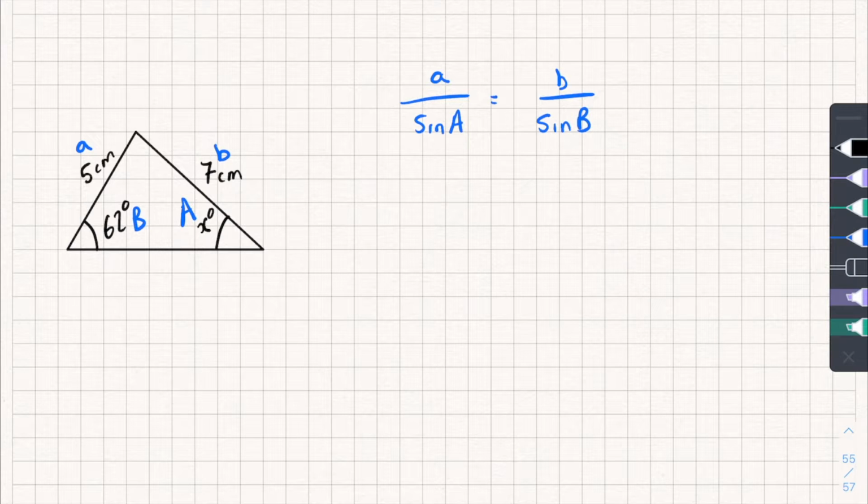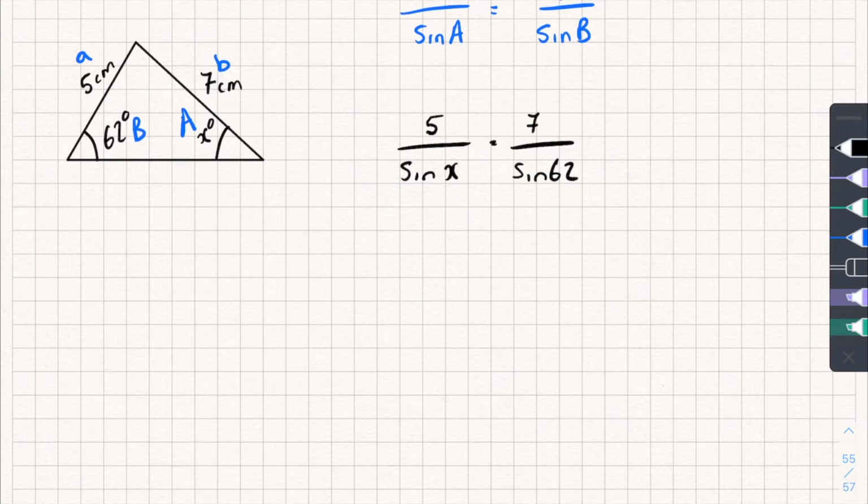And now all I'm going to do is substitute in my values of a, b, and capital A and B into this formula. So side A is 5 centimeters, so I'm going to put 5 divided by sine, well, angle A is x, I don't know it, so I'll just leave it as x. And that's equal to side B, which is 7 centimeters, divided by sine of angle B, which is 62. So now we have an equation, and we want to find angle x, so I'm going to rearrange this to find x. You might be able to do it quicker, but I'm going to show all the steps just so it's clear how I'm doing it.